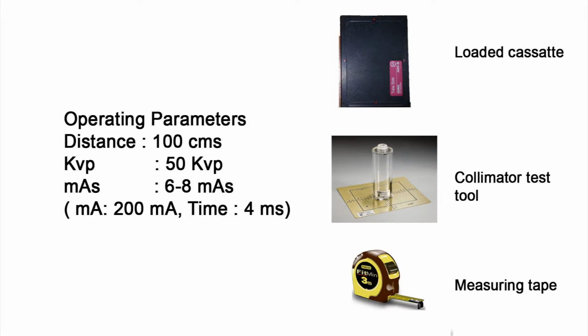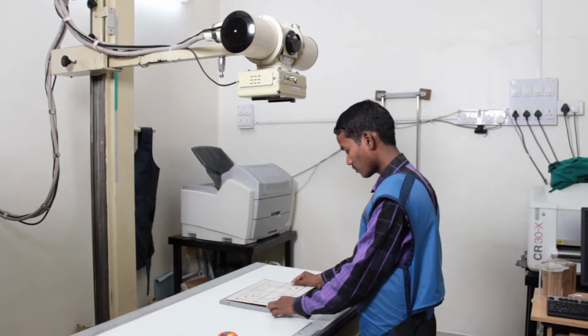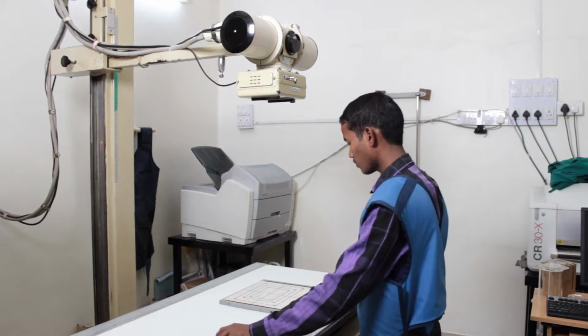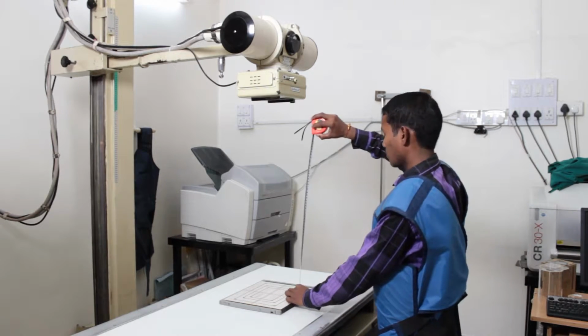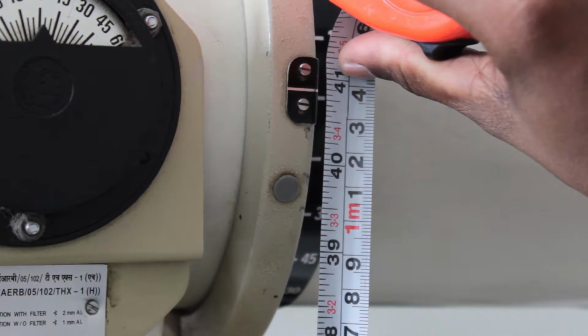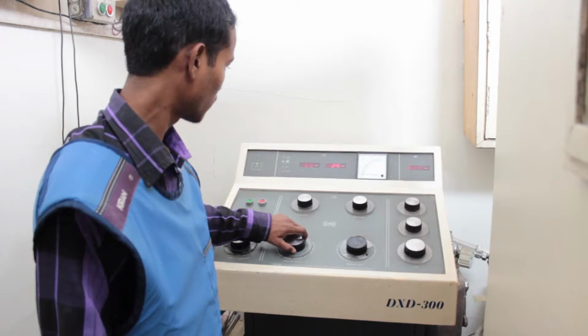Congruence of optical and radiation field test checks the congruence of optical and radiation fields. If the two are not congruent, the area of clinical interest may be missed in the radiograph, leading to retake and unnecessary radiation to patients. A FFD of 100 cm is selected and the light field is adjusted to coincide with the area marked on the collimator test tool.